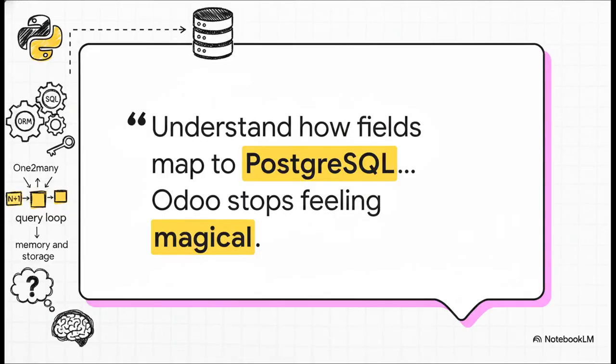Well, we've covered a ton of ground in this explainer today, from the virtual illusion of one-to-many fields to the brutal reality of n+1 query loops. But I really want to leave you with this final thought. The true secret to mastering Odoo isn't just memorizing Python syntax. It's understanding exactly how your fields map all the way down to PostgreSQL. Once you fully grasp that a many-to-one is just a foreign key and a computed field is just a strategic choice between memory and storage, Odoo stops feeling magical, and it starts feeling totally predictable.